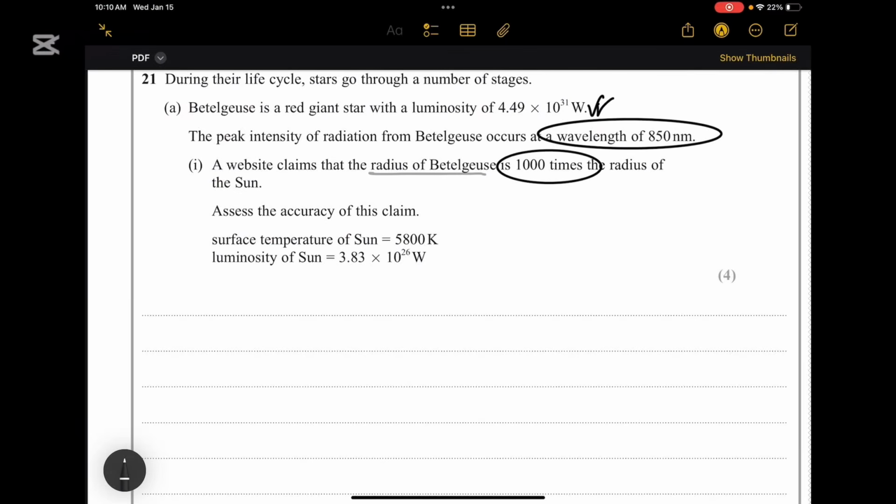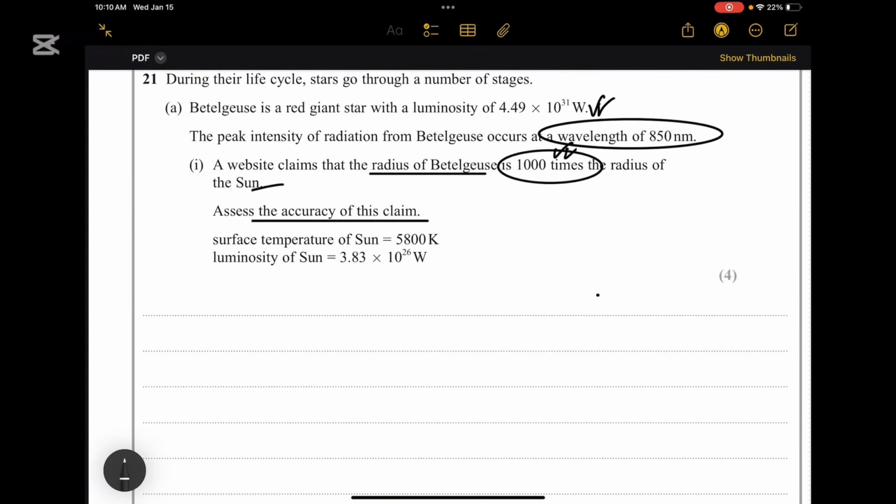So this type of question is very important because here they have written about multiple times, that one is multiple times bigger than the other. They have also said to assess the accuracy of this claim, and they have given us the surface temperature and the luminosity of the sun. Previously they gave us the luminosity of Betelgeuse. Now they have also given us the luminosity of the sun. So let's solve this question together.